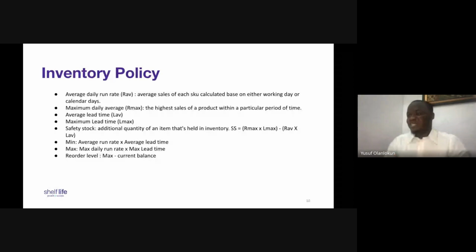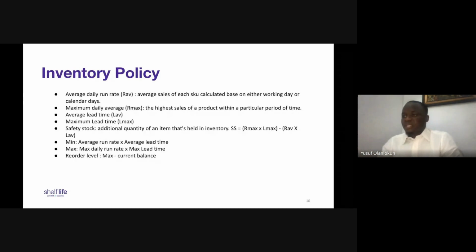So the first one is average daily run rate. I already mentioned this. It depends on the period. It could be the past 1 week, the past 1 month, or the past 1 year. So we just need to take the average of that, and the maximum daily average. Let's say for the last 1 month, the total sales was 1,000, and you divide that by 30 to get the average. That average is the daily run rate, what you are selling on a daily basis. Within that 30 days, there will be a point where you had the highest sales for the month. That's what we call the maximum daily run rate.